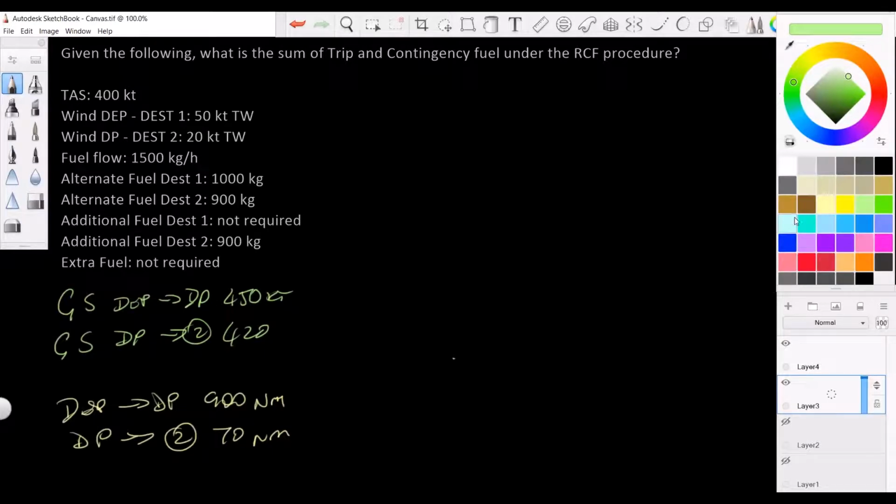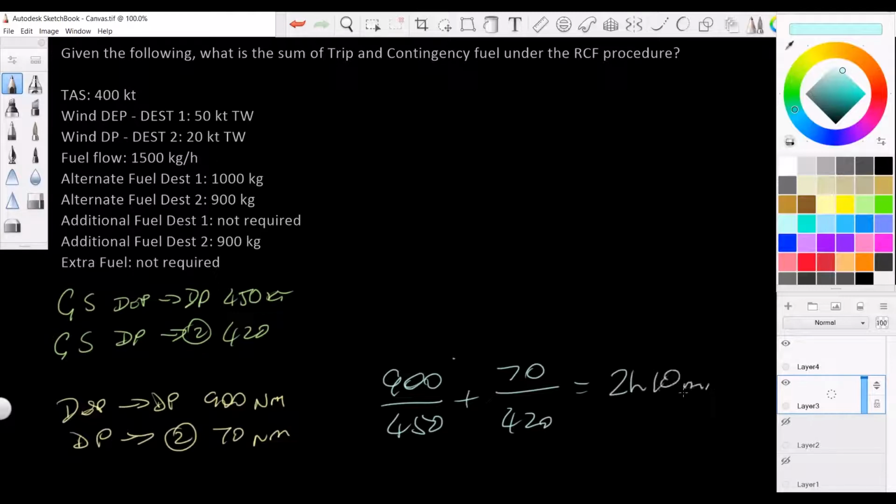So we now need the time from departure to destination 2. So we're going to be doing the first 900 nautical miles at 450 knots. So that's going to give us a time. You'll probably notice that's going to be 2 hours, and then I'm going to be doing the last 70 nautical miles at 420 knots. And the time taken is going to be then 2 hours and 10 minutes. If you do it all in decimals, it comes out as 2.17-ish hours, but that's fine. If we then multiply 2 hours and 10 minutes by 1500, we get 3,250 kilograms of fuel.